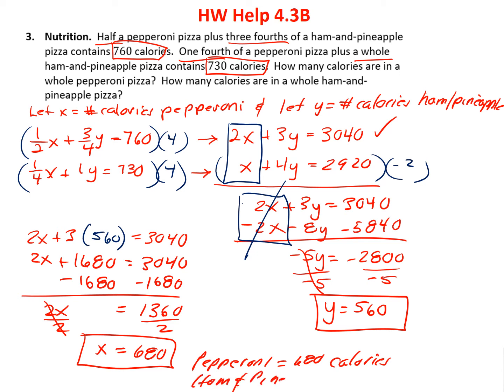Ham and pineapple has 560 calories. All right.